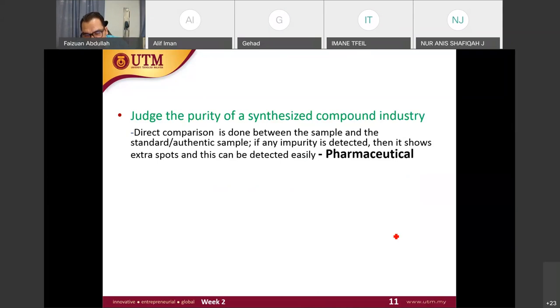If the standard compound is compared with the sample and there is some impurity, it will be easily detected, because the impurity compound's extra spot will be easily found on the thin film. So we know that the original mixture has been added with something else, right?